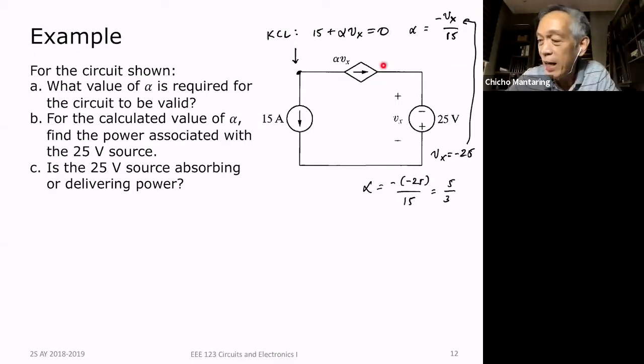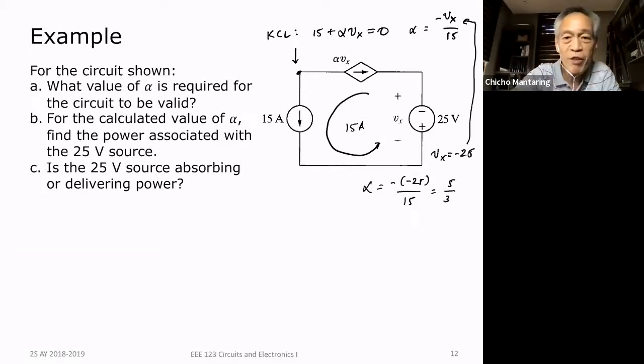Kasi actually, regardless of the value of alpha, the current that is flowing in this circuit, for this circuit to be valid, will be 15 amperes. Right? So yung current dito is 15 amperes. Okay. So the power associated with the 25 volt source will be 15 times 25. Right? So tama yung 375. But is it positive or negative? Anyone? Positive or negative? Parang hula lang, ano? Okay, most of you got it wrong, no? It's positive.